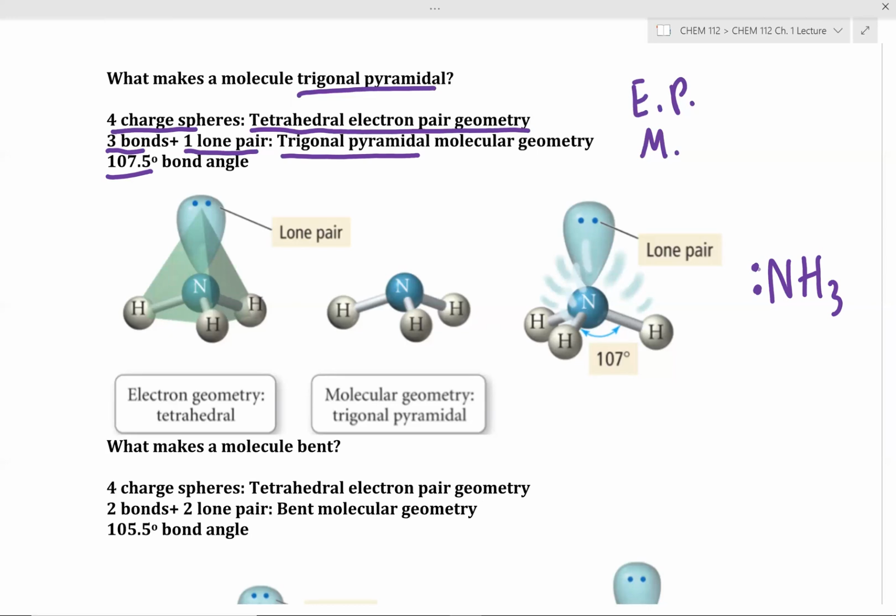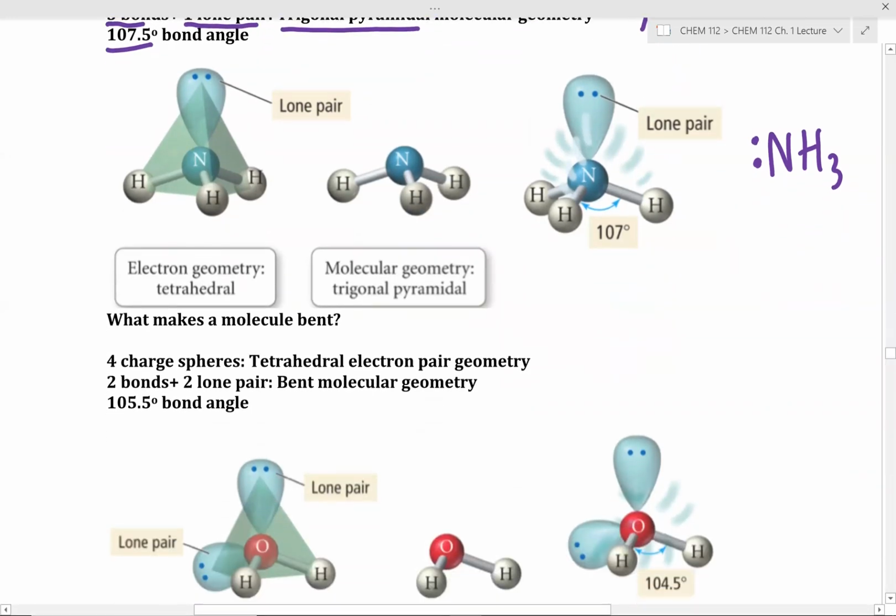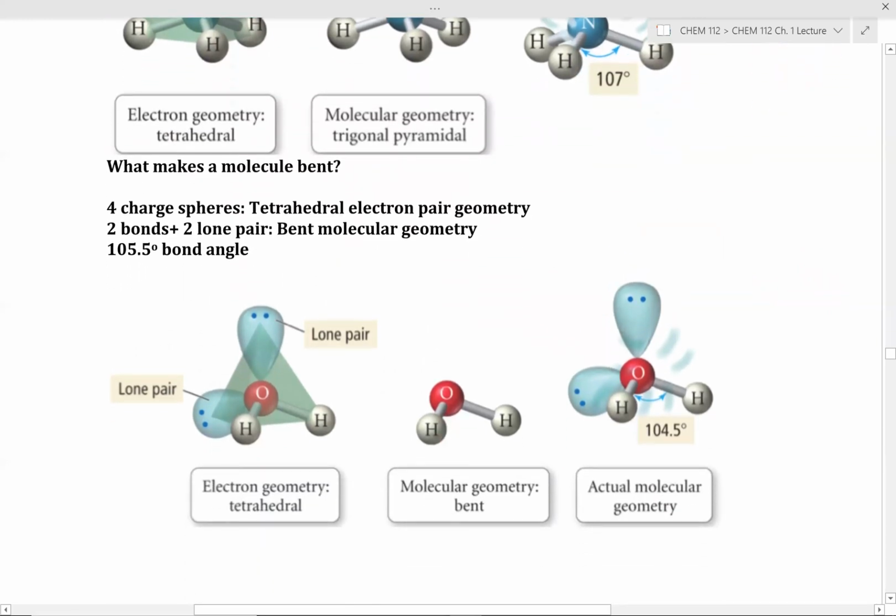Now, if we really start to pile on the lone pairs, we end up with what's known as the bent molecular geometry. So the bent molecular geometry is a derivative. It has 4 charged spheres, and it's a derivative of the tetrahedral electron pair geometry. So the electron pair geometry is like our giant umbrella. It's the general shape. The molecular geometry is more specific. When we have 2 bonds and 2 lone pairs, we have the bent molecular geometry.